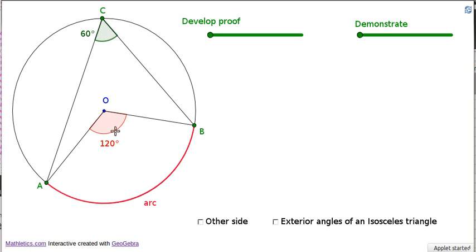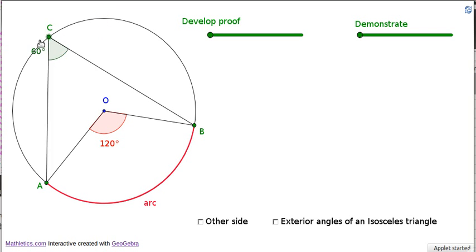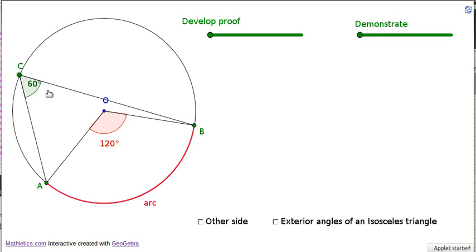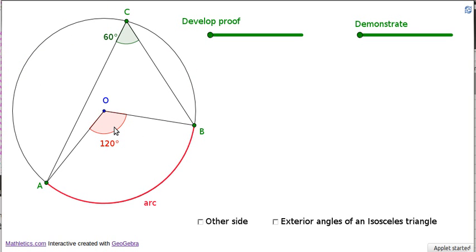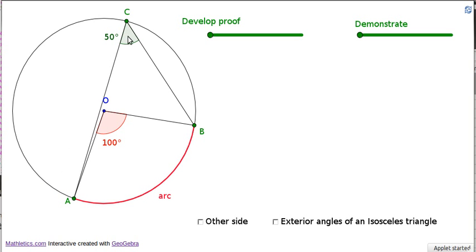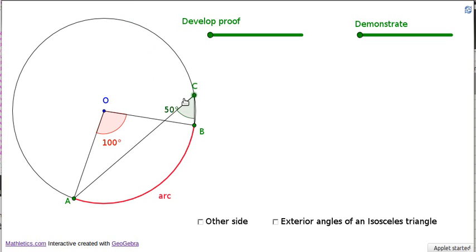And what we're going to show today is that no matter where you put point C, it is always 60 degrees, which is half of the angle in the middle. The angle, of course, isn't always 60 degrees. It depends on where you've got A and B. So if you move this point around and make it 100 degrees, then this one will be 50 degrees, half of it, and again, it doesn't matter where you put it.